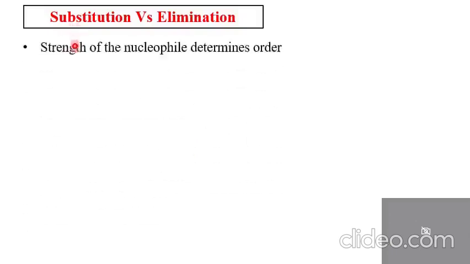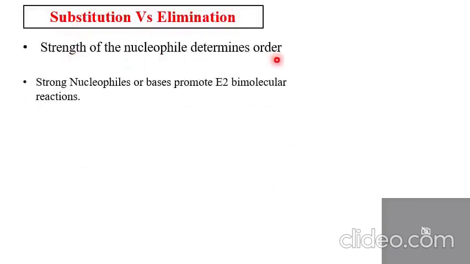Now, the last slide, which explains substitution versus elimination. The strength of the nucleophile determines the order of reaction. How? If a strong nucleophile or a strong base is there, that promotes the E2 mechanism, that is, the bimolecular mechanism. Strong nucleophiles and strong bases increase the rate of E2 mechanism.